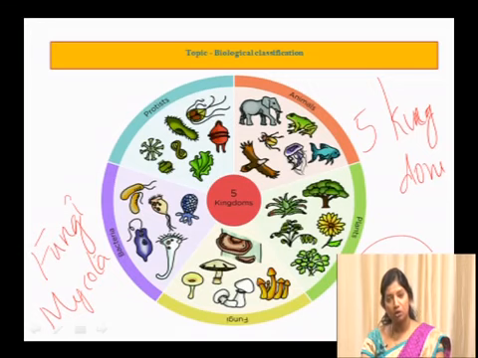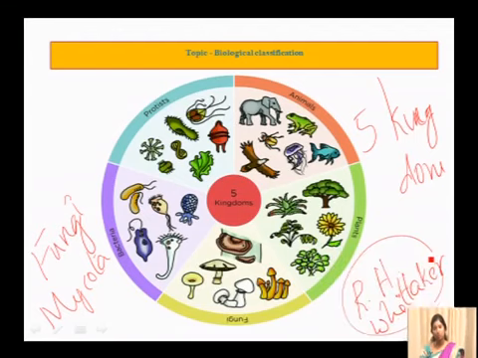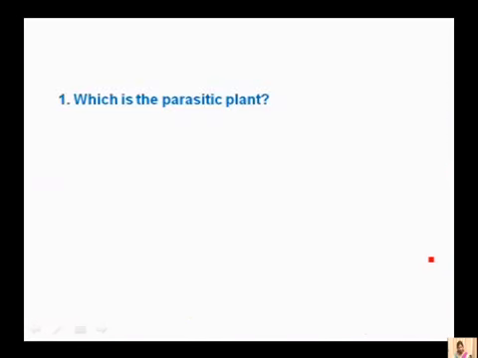Then following this you are going to study the next one, which is mycota. As I told you, you are going to study different classes of fungi. Then the next kingdom which you have to study is Plantae and then Animalia. So one by one we will see what are the questions which are given based on these. So which is the parasitic plant?